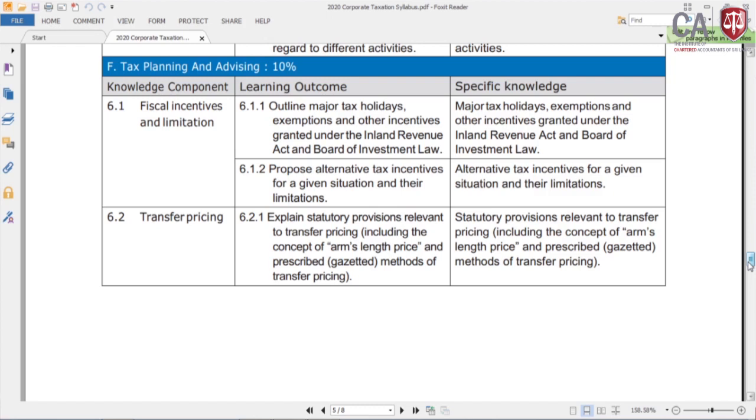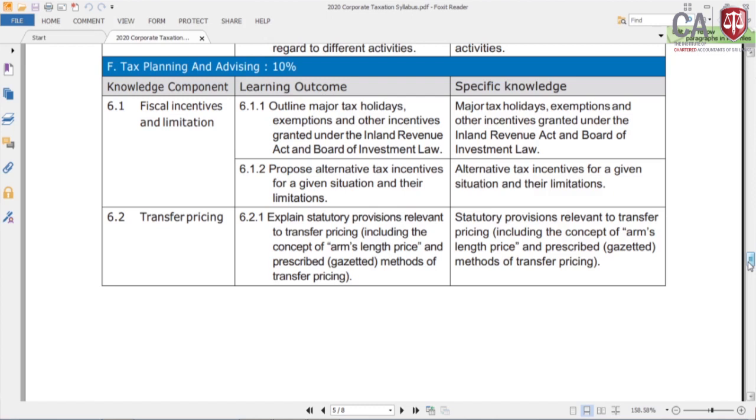Okay. Fiscal incentives, what is the knowledge component? Fiscal incentives and limitations. Outline major tax holidays. These are mentioned in the transitional provisions and gazette notifications. Again, section 3 of the act talks about the exemptions, and the second schedule and sixth schedule talk about the temporary concessions and the enhanced capital allowances. Outline major tax holidays, exemptions and other incentives granted under the Inland Revenue Act and the Board of Investment Law, covering both. Then the proposed alternative tax incentives for a given situation and their limitations. And the next one is basically on the tax concessions part of it.